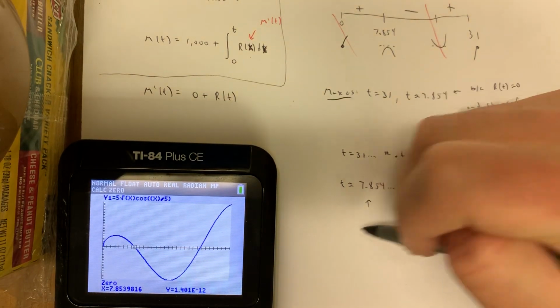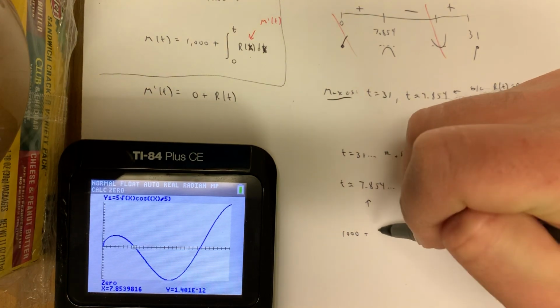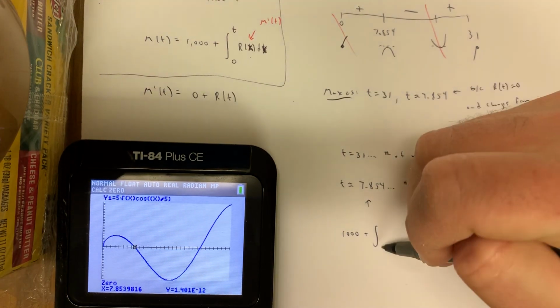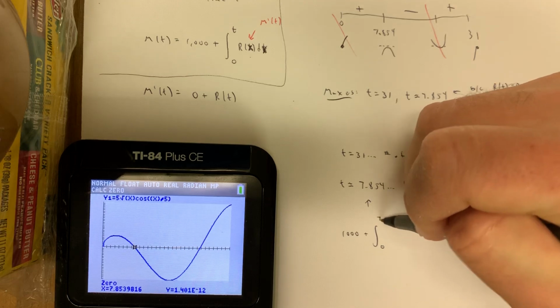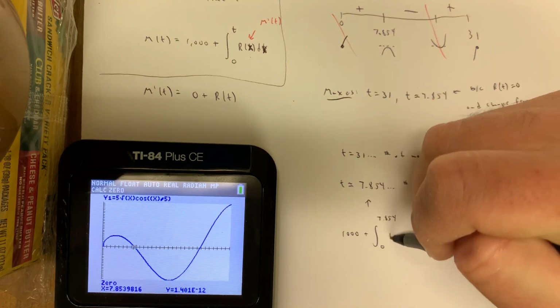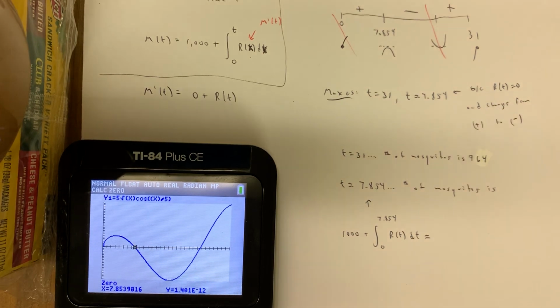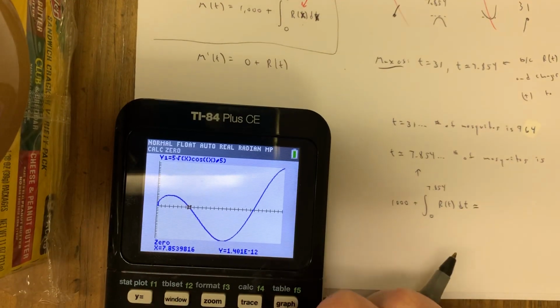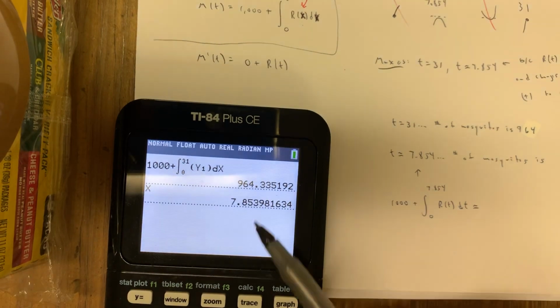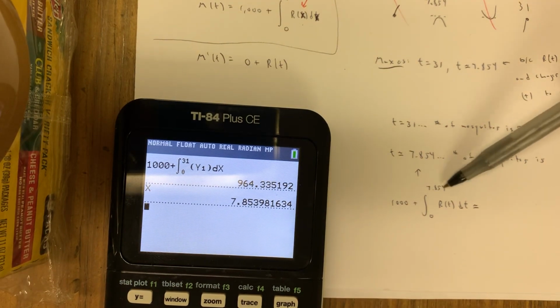Okay, so that's going to be 1,000, the number of mosquitoes at t equals 0. What was the change in the number of mosquitoes from t equals 0 up to t equals 7.854? So that means we want to integrate the rate at which the number of mosquitoes change. Okay, and this is where, if you go to the quit screen, you hit X, you hit enter, that's that value. You can't use a rounded value up here.